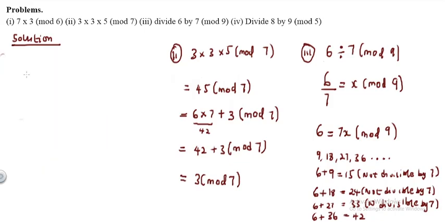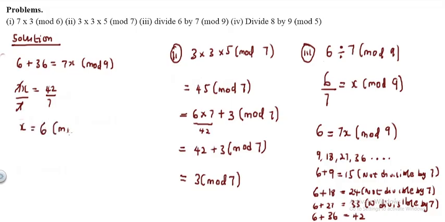Now that I know that 36 is the number to add, I'll simply say 6 plus 36 is equal to 7x. This is a mod 9, remember? So that 7x is equal to 6 plus 36, which is 42. Then dividing both sides by 7, this cancels out. This x is equal to 42 divided by 7, which is 6 modulo 9. Let's look into the next example of division.